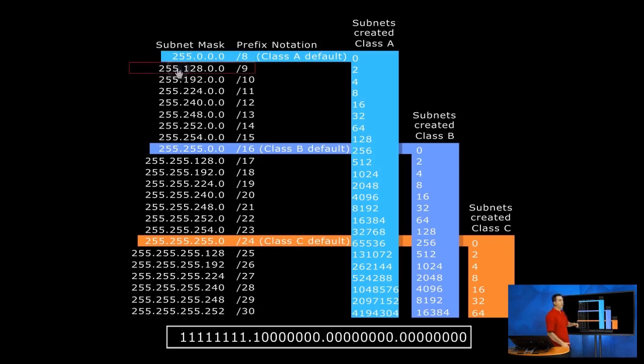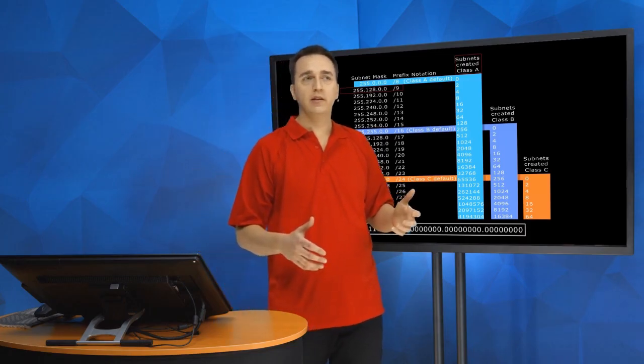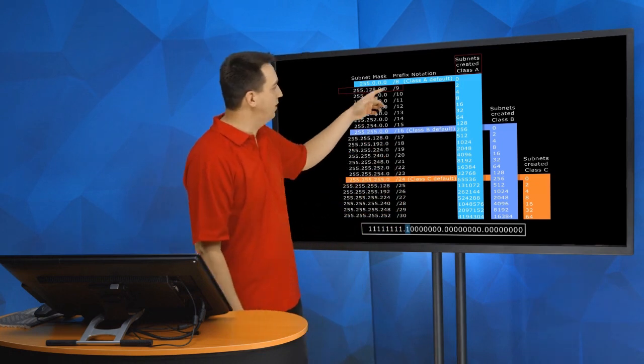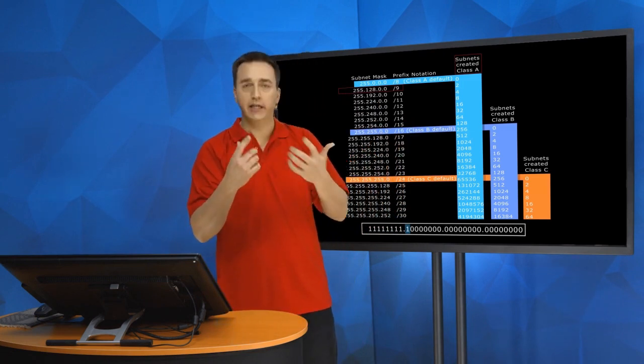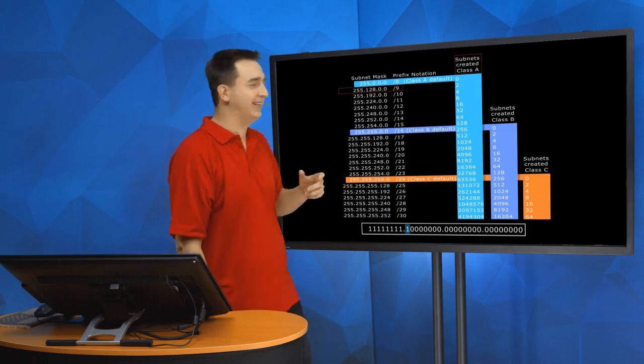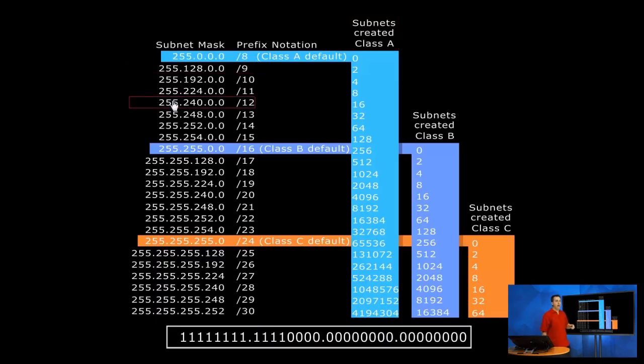So let's go to a slash 9 now. If we are a class A, how many subnets are created if we're a slash 9? It's just 2, right? So when you analyze slash 8 to slash 9, how many bits did we borrow? We borrowed 1 bit. 2 to the power of 1 bit is 2. 2 subnets created. Very nice. All right, so let's go down to a slash 12 here. Remaining with our class A, how many subnets were created if we started at 8 and went to 12? Well, 12 minus 8 is 4 bits borrowed. 2 to the power of 4 bits borrowed is 16. So we have 16 subnets created.